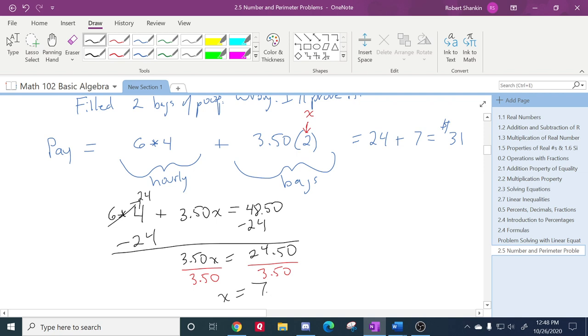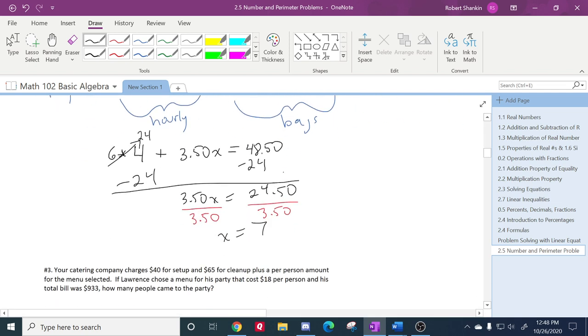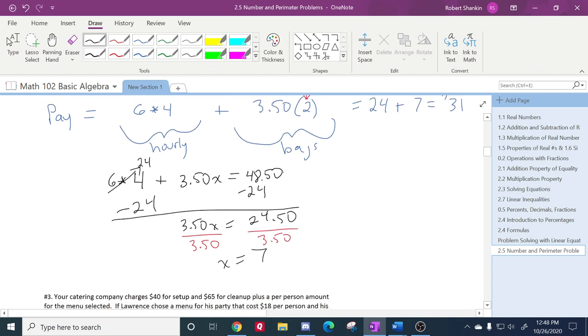7 bags of poop, and then I would check my answer. I would take the 7 times the 3.50. It's $24.50 plus the $24 gives me the $48.50. It does check. Now, a worded problem always needs a worded answer. 7 bags of poop.